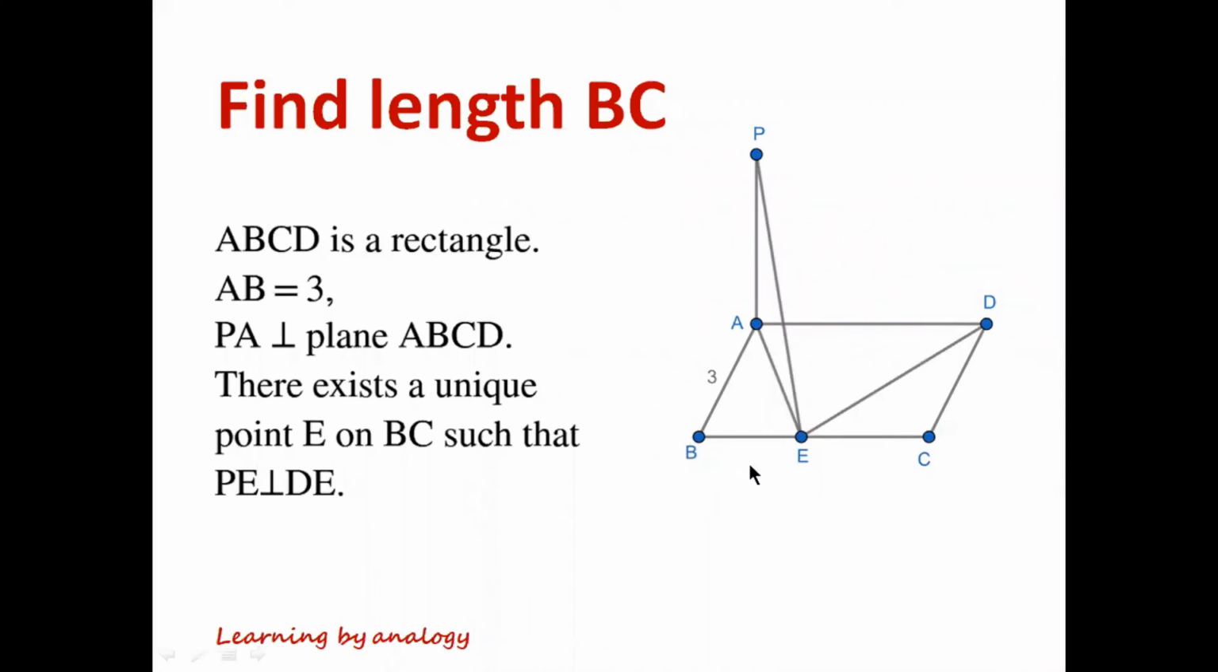ABCD is a rectangle. AB equals 3. PA is perpendicular to plane ABCD. There exists a unique point E on BC such that PE is perpendicular to DE. Find length BC.